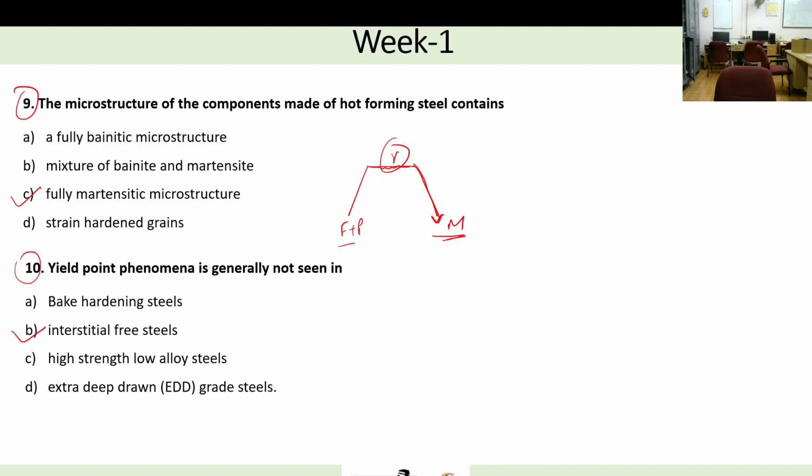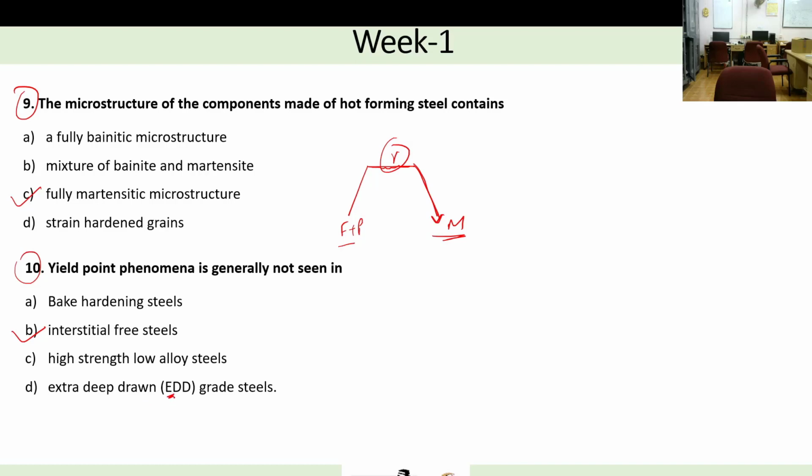Sir, I think both options will be there, B as well as D also. Extra deep drawn grade steel? I don't think so. In case of extra deep drawing steels, ductility will be improved. We don't want stretcher marks to be seen on the surface. This yield point phenomenon is also the cause of the stretcher marks. I thought it is ED, but here it is extra deep drawn.